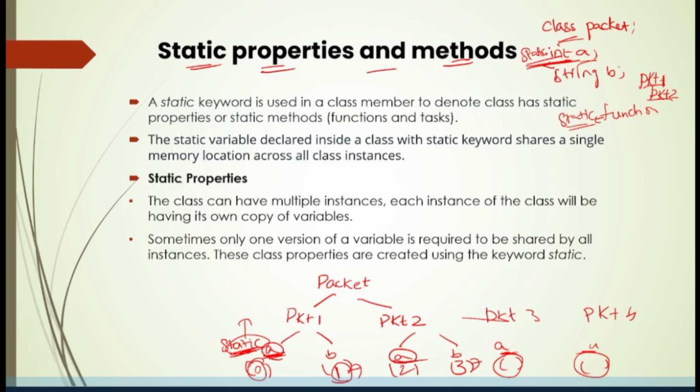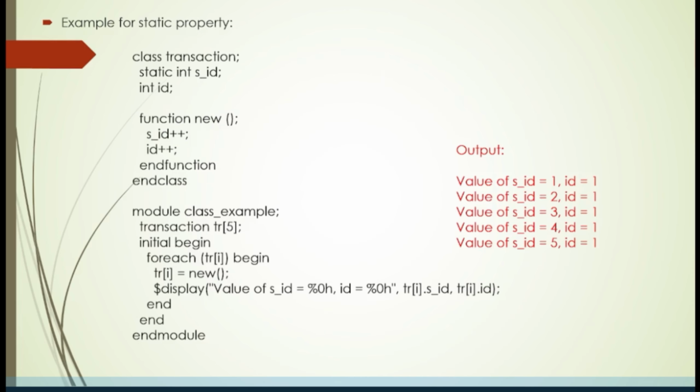I'll give an example for you so that it will be easy to understand. But before that, as I told you, the class can have multiple instances. Each instance of the class has its own copy of variables. But when you use a static memory location, the variable is shared by all instances. That means this particular variable's memory location is shared by all instances. So what if it shares the memory? Now let us see an example for this.